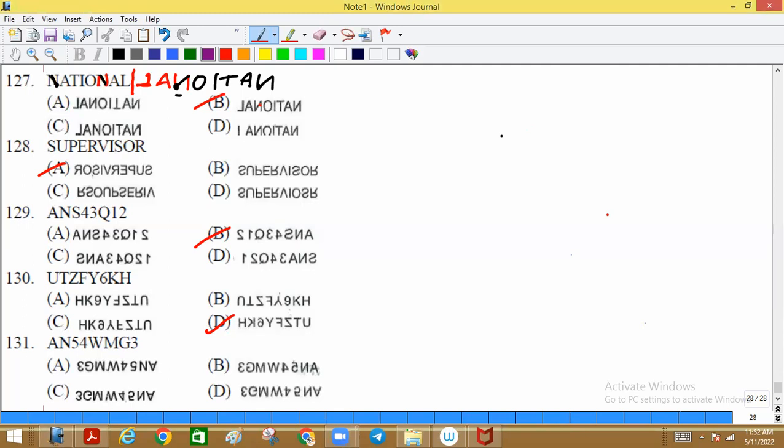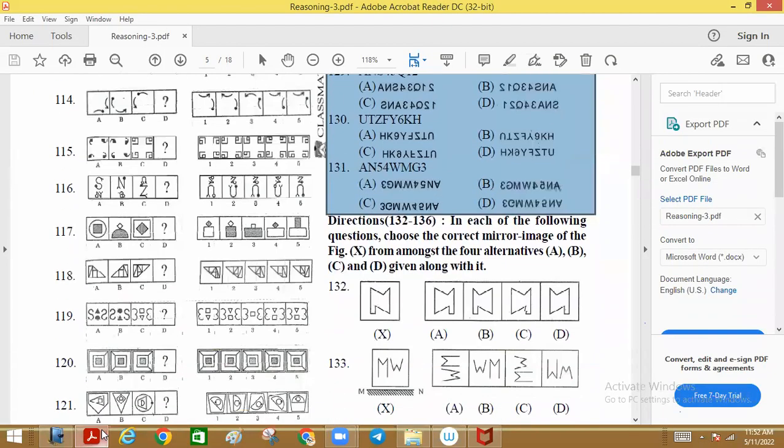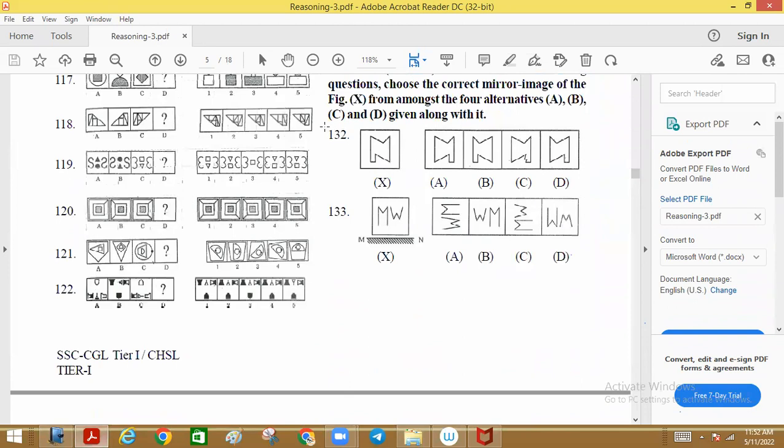Three reverse, G reverse, M same, W same, 4 reverse, 5 reverse, N reverse, A same. What's the answer? B. That's it. Okay. Now we'll come to the actual figures, where they're going to ask in the exam.